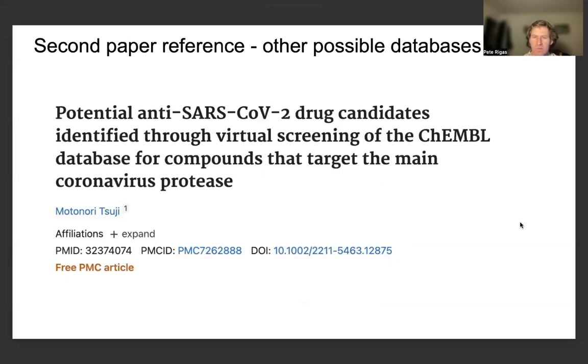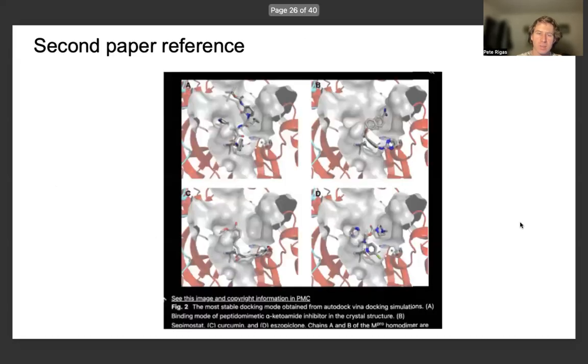And there's a second paper reference, which is also going to provide other helpful characteristics of different types of possible databases, which can be used for looking at anti-SARS-CoV-2 drug candidates. And this ChEMBL database also helps provide a different type of perspective on how the main coronavirus protease, which we have been alluding to and describing earlier in the processes of protease inhibition in HIV, can also be studied further from the structural framework that we have been describing.